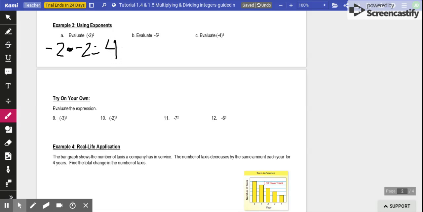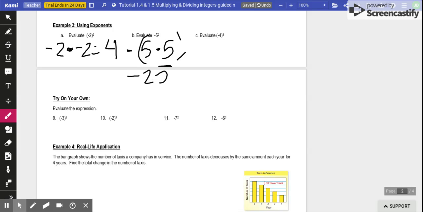If I take negative 5 squared, for example B, my 5 is being squared, but my negative is not. So I'm squaring my 5, so I'm going to take 5 times 5, and then we're going to take the negative of that entire answer. So we will get negative 25.